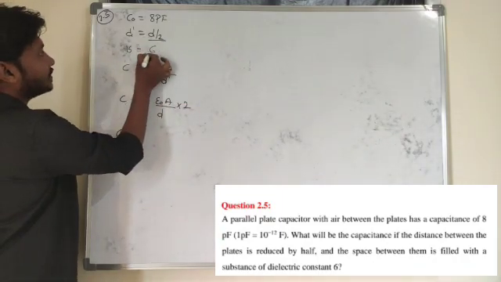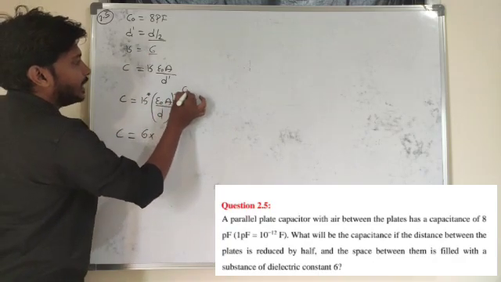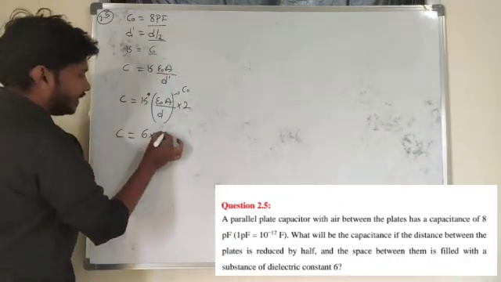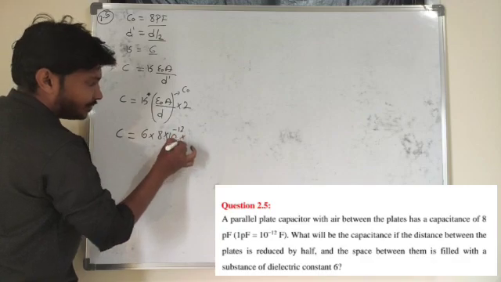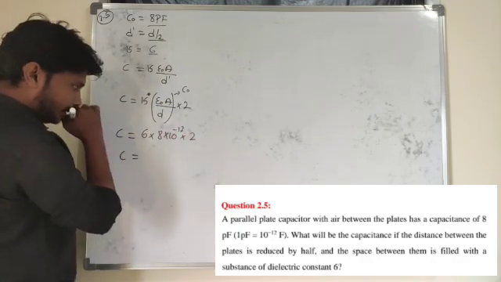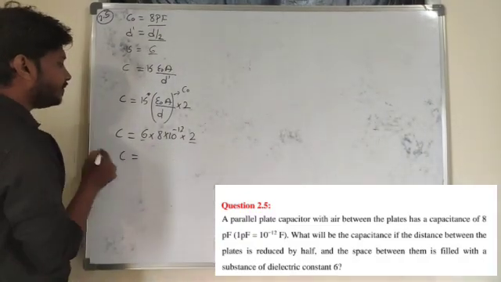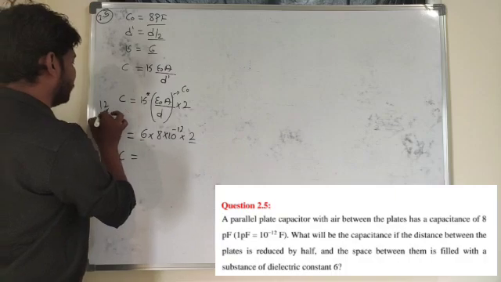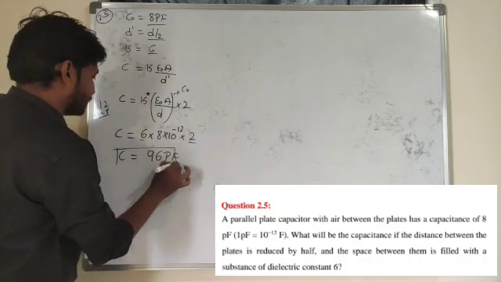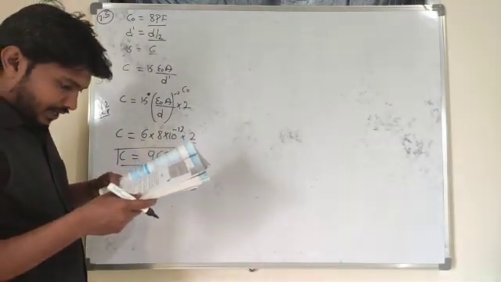K value is how much? K value is 6 here. Epsilon naught into A divided by D, I can take this as C naught. What is its value? 8 into 10 to the power of minus 12, pico means, so into 2. So what is our answer? 12 into 8 here, so that is 96 picofarad. So the capacitance is 96 picofarad here.